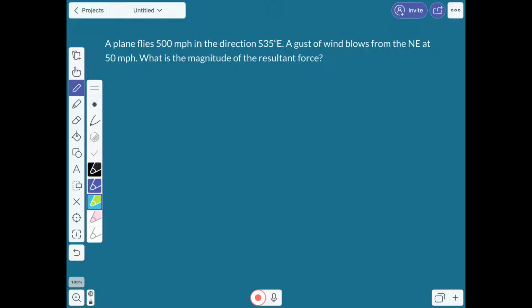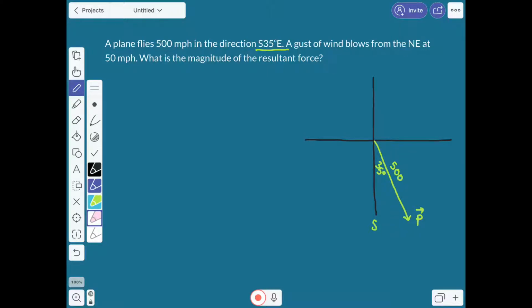I think we should start by trying to sort of draw this out. So that'll be north, south, west, east. And we've got our plane. What it means by south 35 degrees east is we're going to start going south, but then move 35 degrees toward the east. So this vector right here with a length of 500 and an angle of 35 degrees in there is our plane vector. I'll call it vector P.